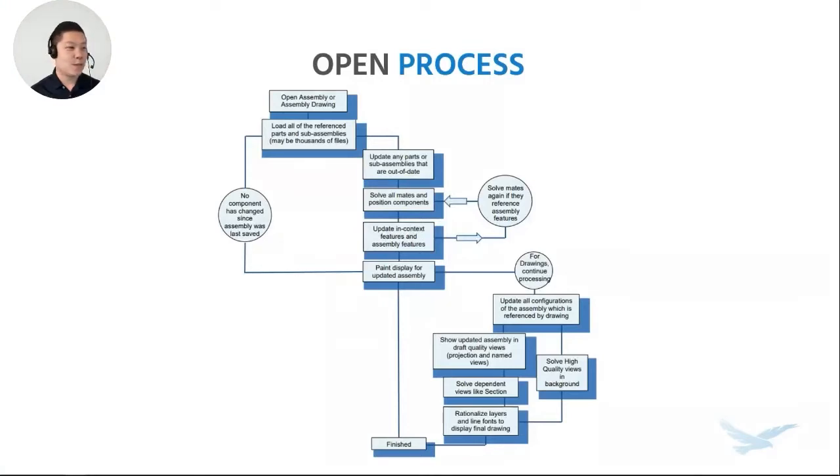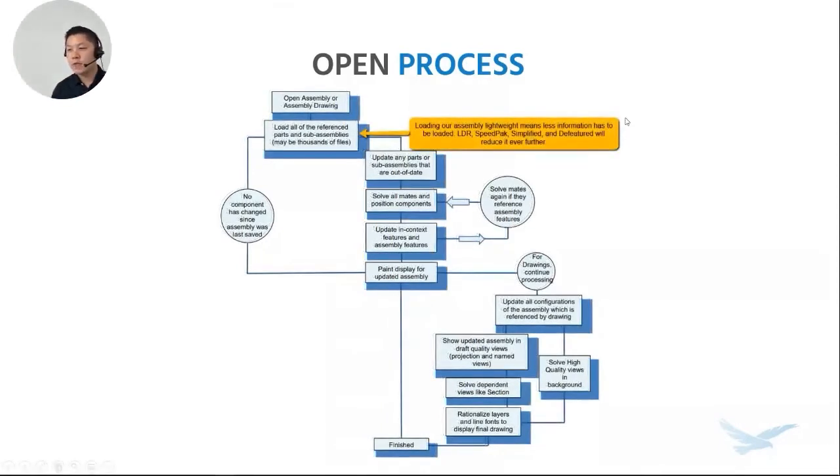Cool. I'm back. So that open process loads all of our reference parts in our sub-assemblies. So I mentioned briefly, but loading our assemblies lightweight just means less information is going to be loaded. What specific information, we'll talk about in the third section, but then also utilizing large design review, speed pack, simplify, or defeatured is also going to reduce, again, the level of information loaded.